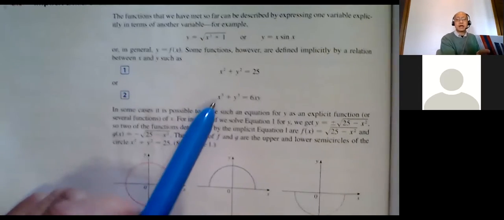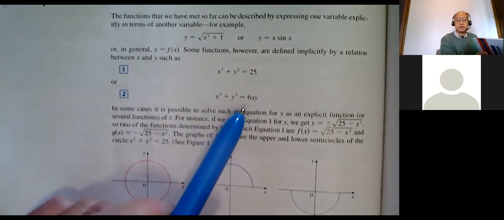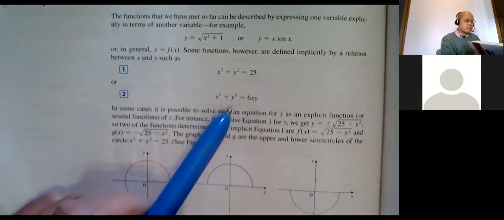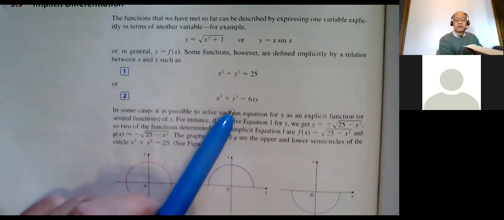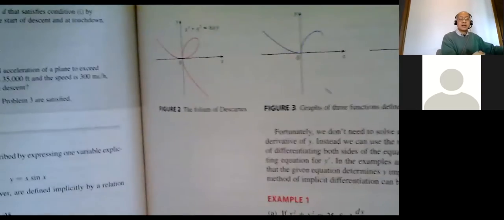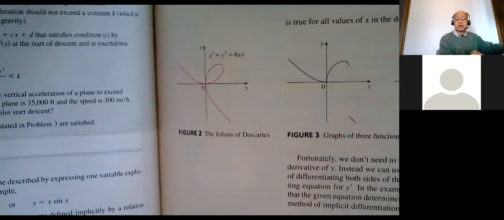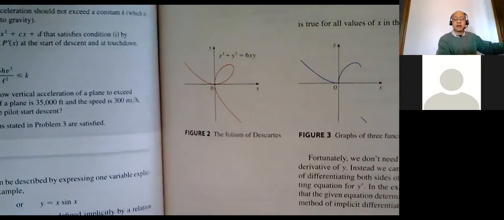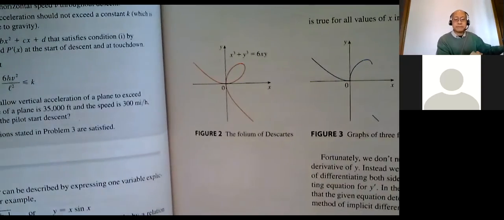Here's something much more complicated. X cubed plus y cubed equals 6xy. That turns out not to be a function either. If you want to know what that looks like, it's this thing. They call it the Folium of Descartes. You don't have to know that. That's on page 209. It's not even a function.